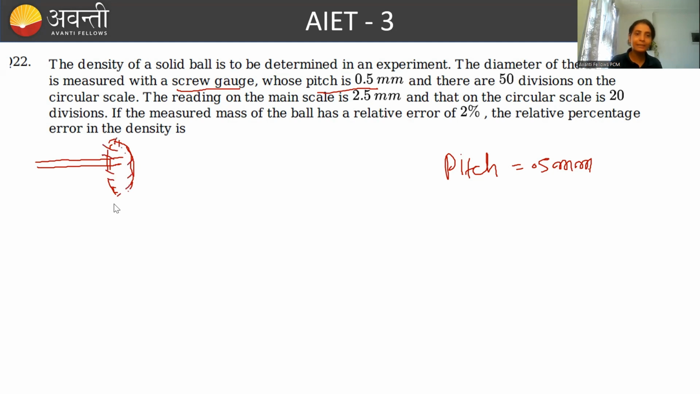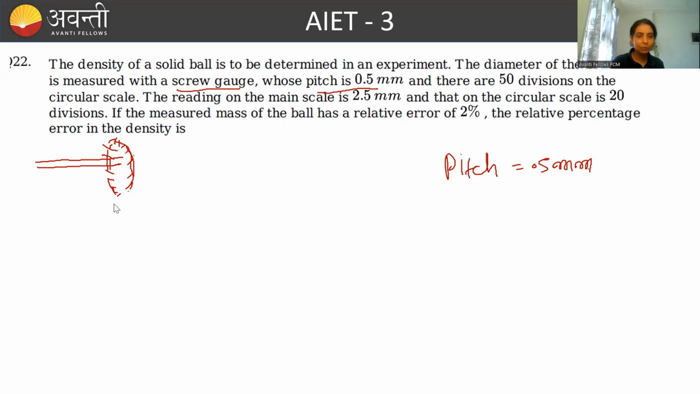If this circular scale is divided into 50 parts, and in one complete rotation, if it is covering 0.5 millimeter, then each marking will have a value of how much? Pitch divided by number of divisions. So in this question also it is given that there are how many divisions? There are 50 divisions on the circular scale.